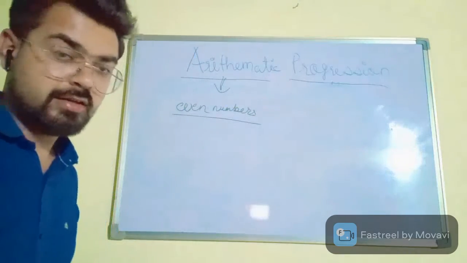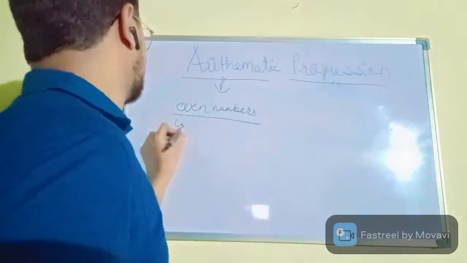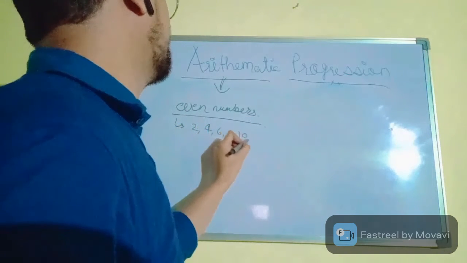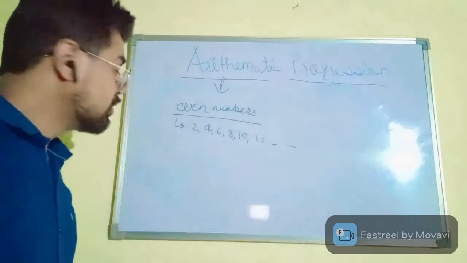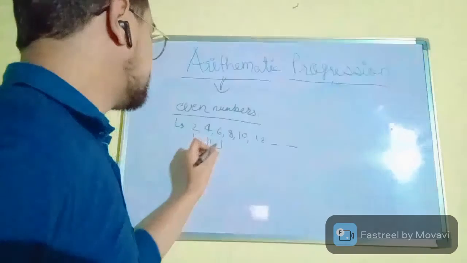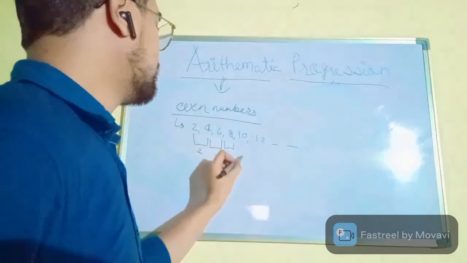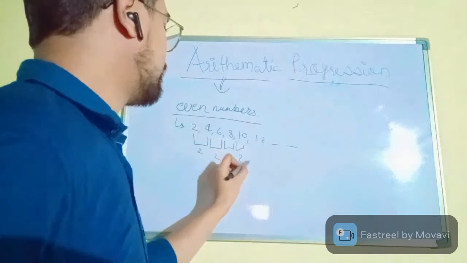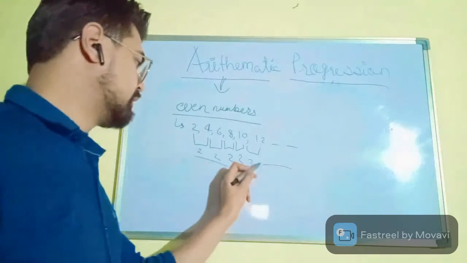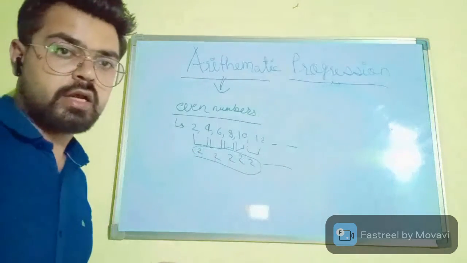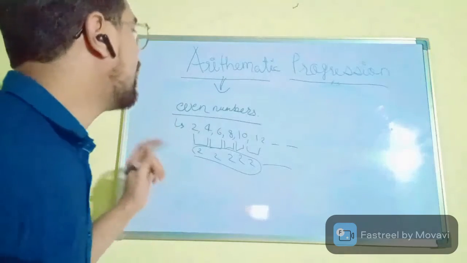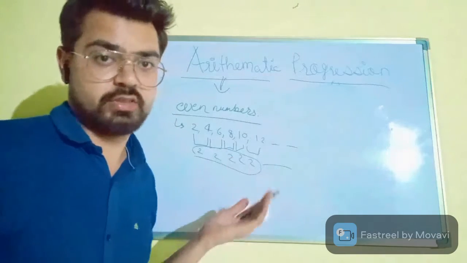Even numbers, have you seen? In that you have 2, 4, 6, 8, 10, 12 and so on. If you take the difference of these two numbers, we will get 2. If you take this, then also 2, then also 2. For these also 2, for these also 2 and so on. So we have a constant difference. Every alternate term has a constant difference. So these are also known as arithmetic progressions.